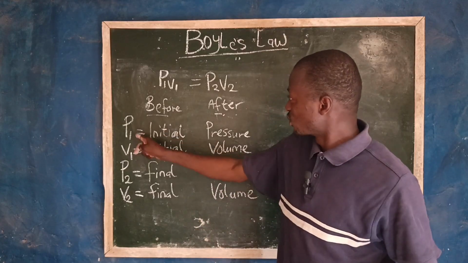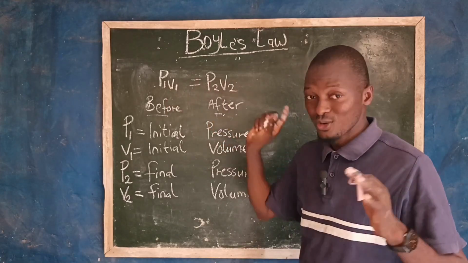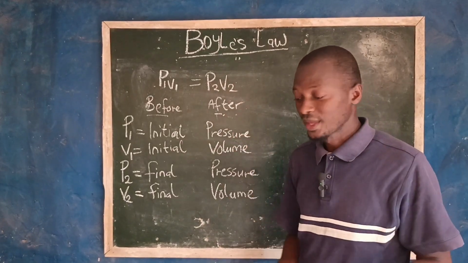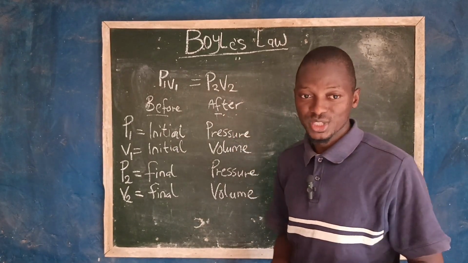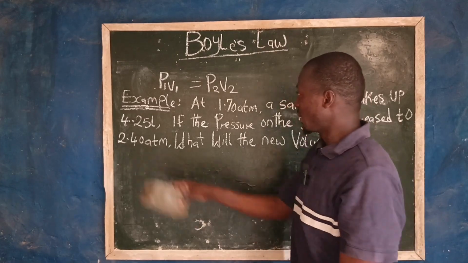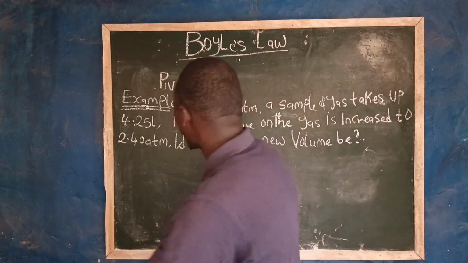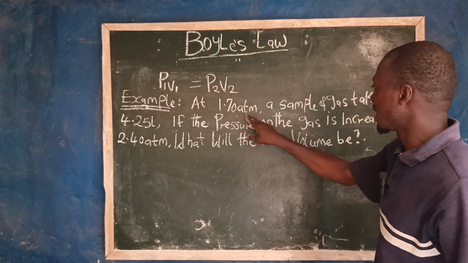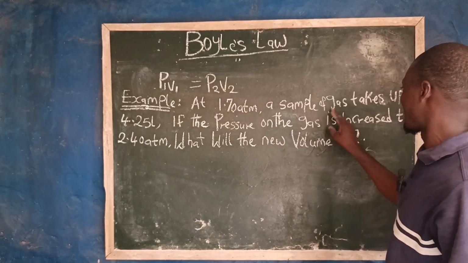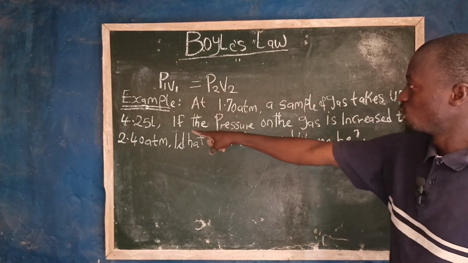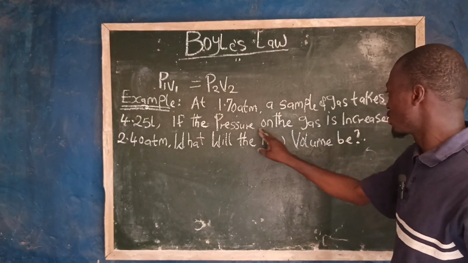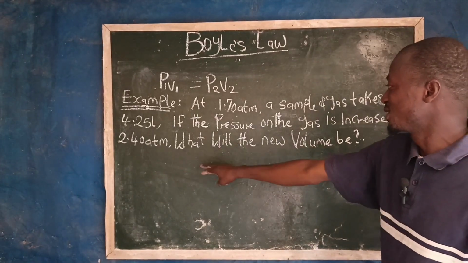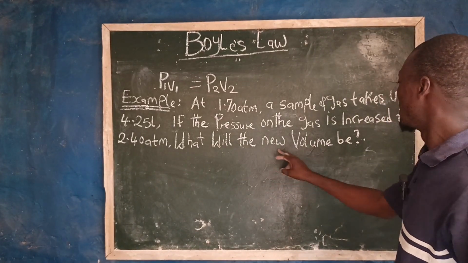Now we are going to apply this to make our formula, which is the formula of our equation in Boyle's law. Now let us proceed to the example. Based on our example, we have 1.70 atm, which is atmosphere. A sample of gas takes up 2.25 liters. If the pressure on the gas is increased to 2.40 atm, what will the new volume be?